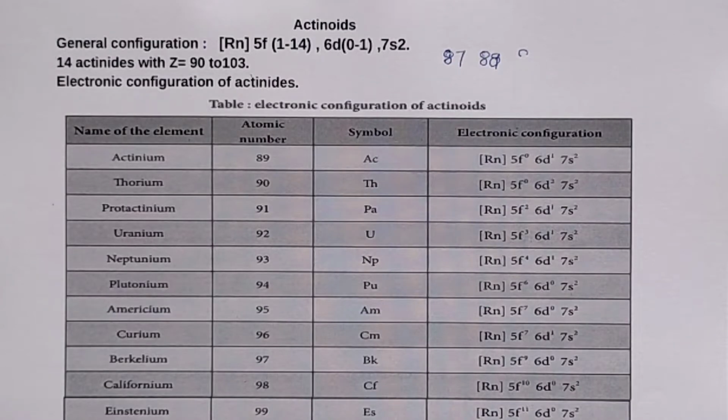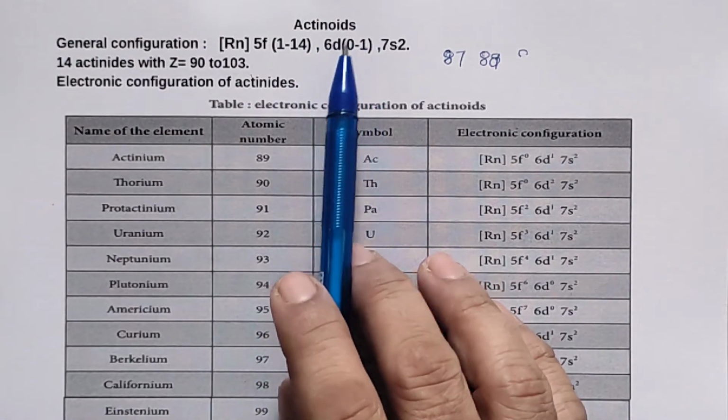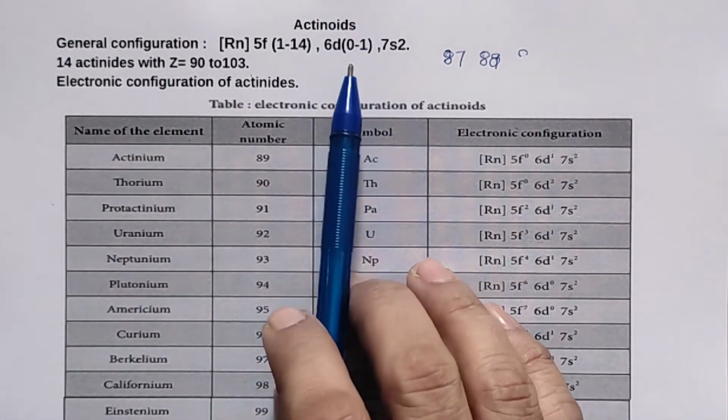Hello everyone, in this video I am explaining actinides. In the previous video of F block elements I have already completed lanthanides. Please watch that video before you watch actinides. Now, actinides are part of F block elements. What are F block? We've already covered that.